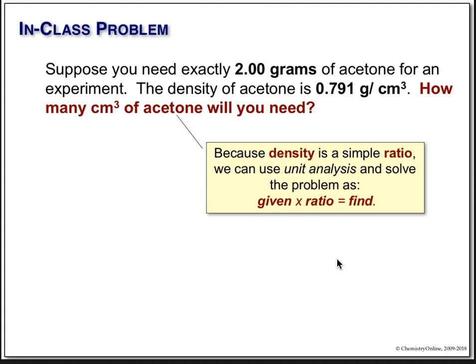All right, this is a problem that is actually pretty much real time for lab. So you do a calculation and you say, all right, I need 2 grams of something, this is acetone. I know its density, but it's a liquid, and you're not going to weigh it out, you're going to measure a volume. So if you know its density, you can do that. Simply calculate the volume. Go ahead and set it up with the ratio method.